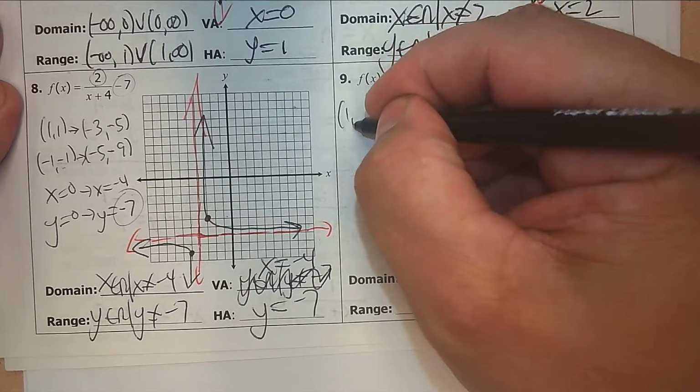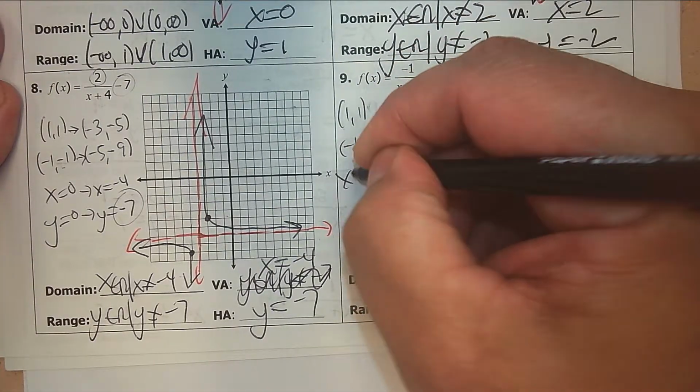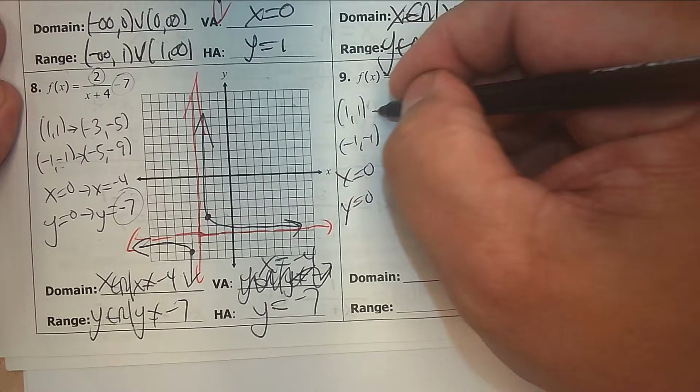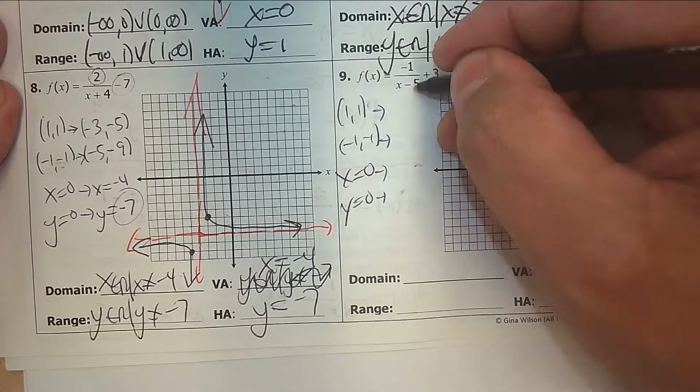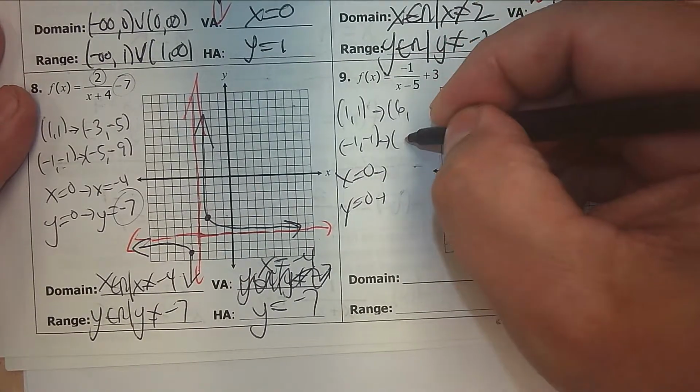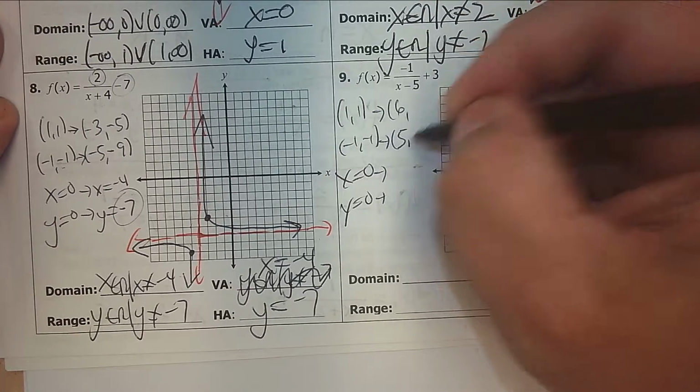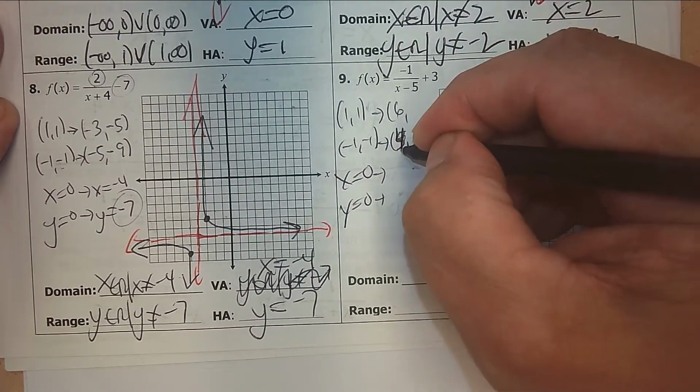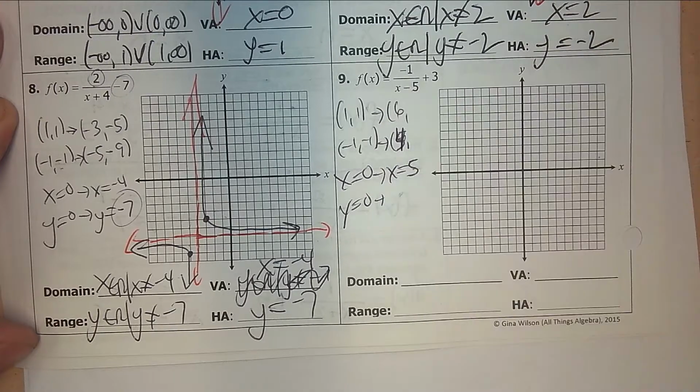So number 9, start with the parent points. So look in the denominator. So I'm going to add 5 to each x. That's a 4. And then to the y, I'm going to go times -1 and then add 3.